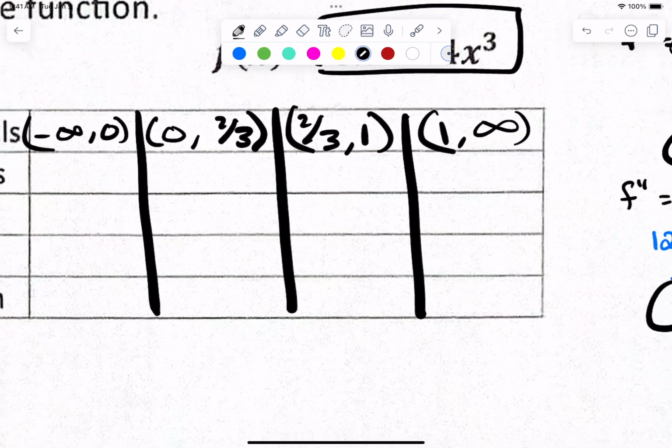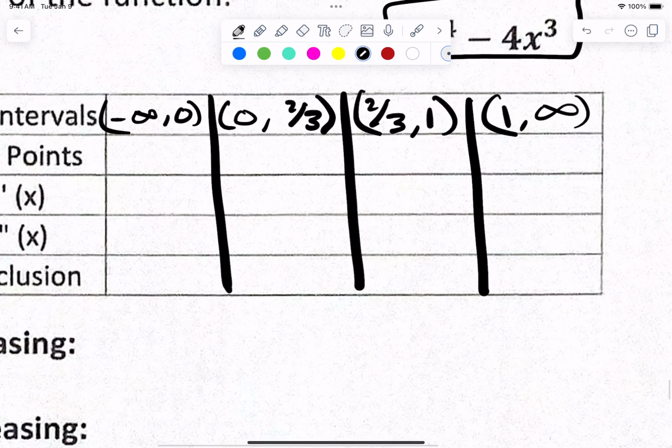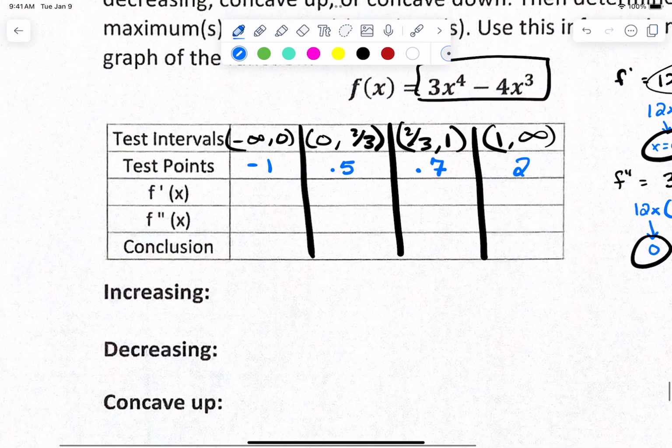Okay. All right, test point. First test point. What do you want? -1. Okay, between 0 and 2/3. 1/3? I don't want to do 1/3. 0.5. Half. What's between 2/3 and 1? 0.75, or just 0.7. We could just do 0.7. That would work. Okay, what about 1 to infinity? 2, sure. All right, now we're plugging into the first derivative.